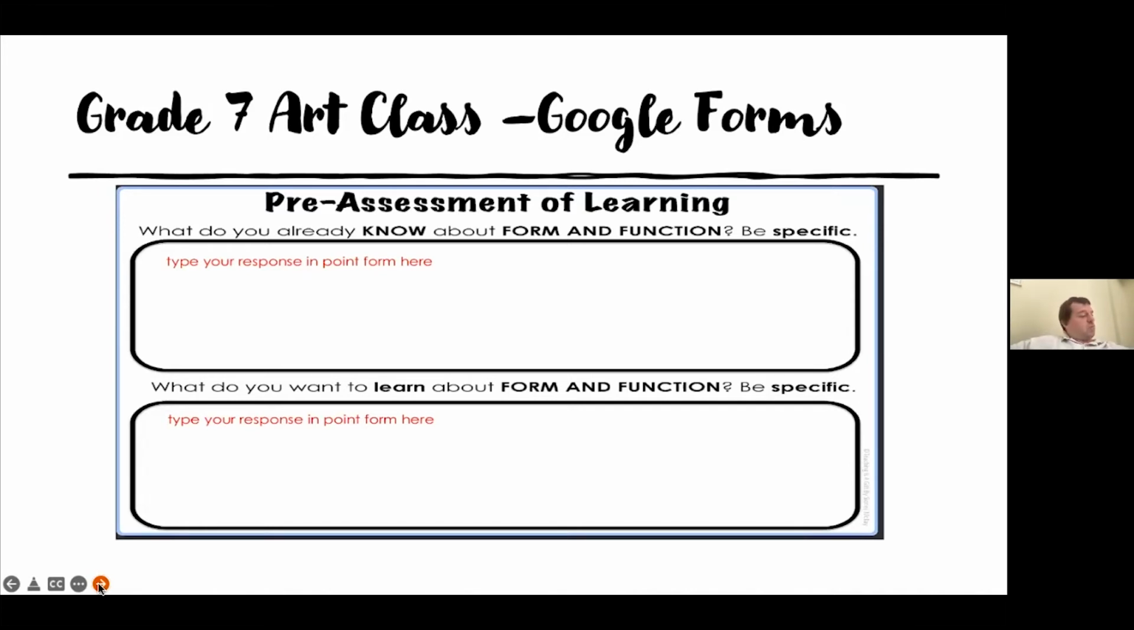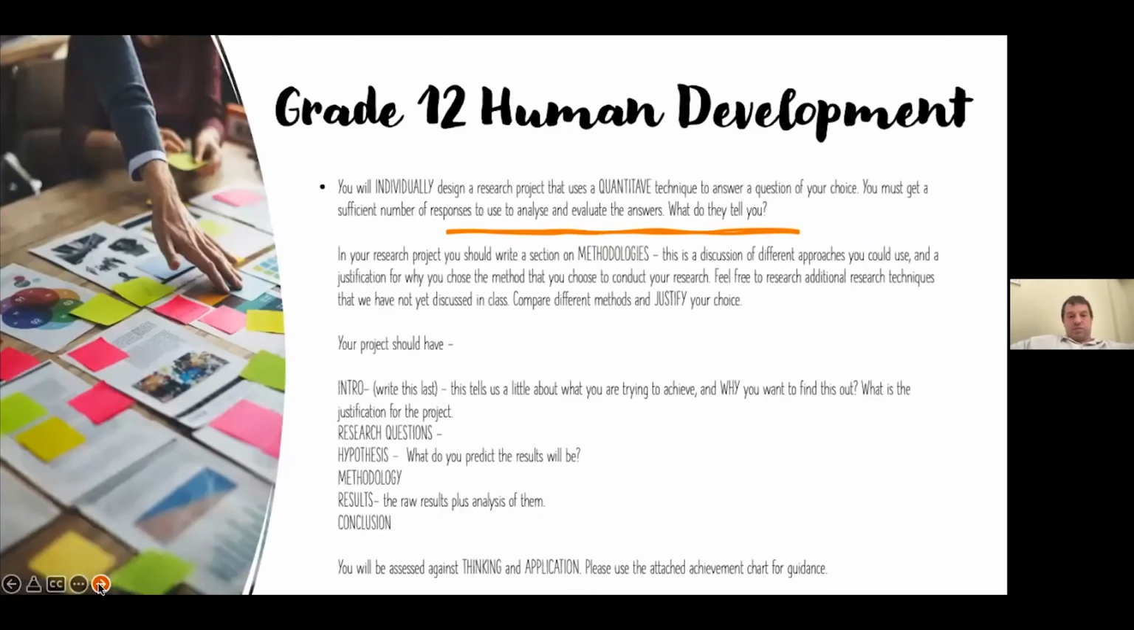And finally, this is one I've used for a grade 12 research project. So we've taught different quantitative research techniques, and then the curriculum expectation is just that they can form a quantitative research project. So I gave them a very broad, open task, and what they will do is they will individually design their own research project that uses a quantitative technique to answer a question of their choice. So these are grade 12, these are 17, 18-year-olds.